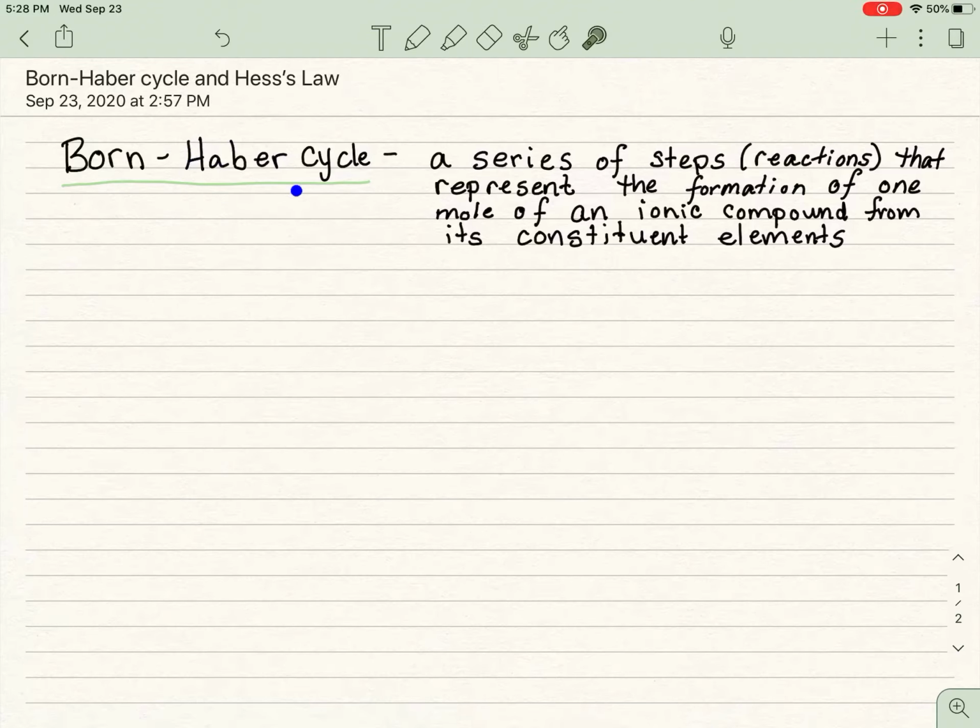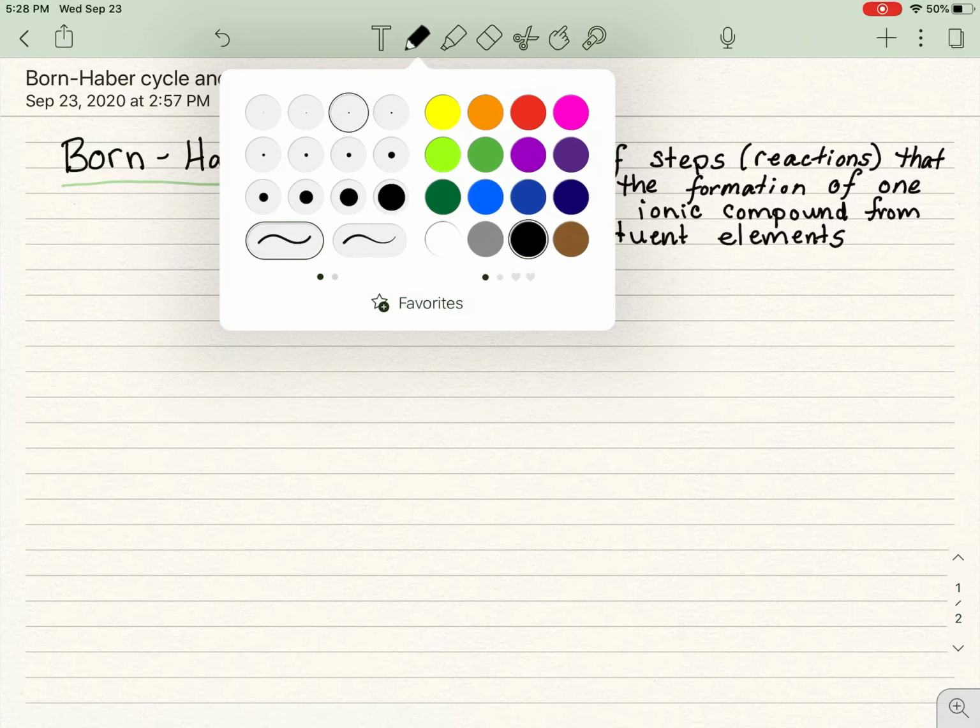The Born-Haber cycle is just another version of Hess's law. It's just specific to making ionic compounds. It's the series of steps, which are a bunch of reactions that we're going to use to represent the formation of 1 mole of an ionic compound from its constituent elements. So in this video, I'm going to do 3 things.